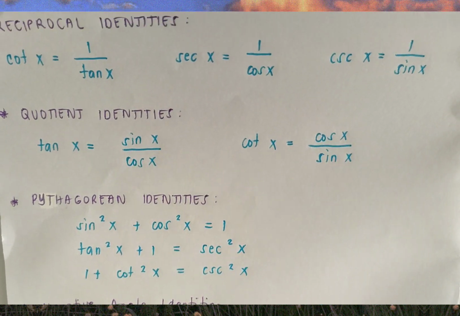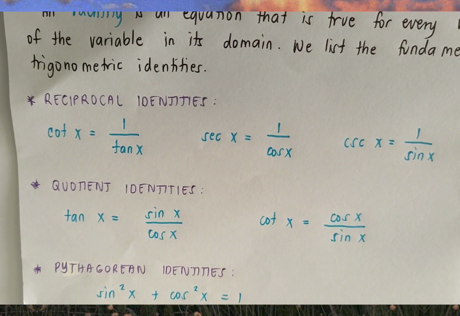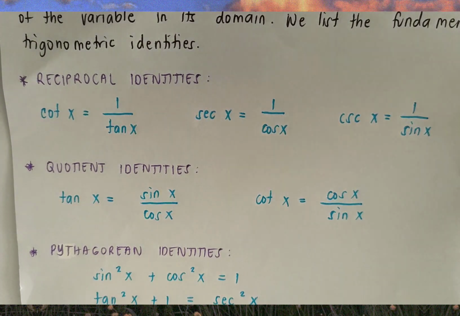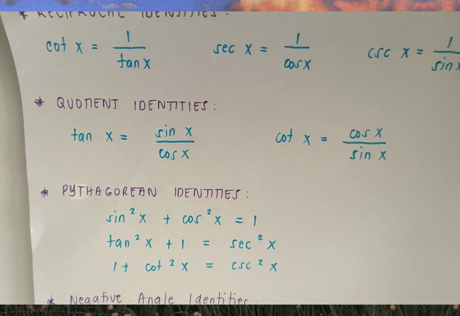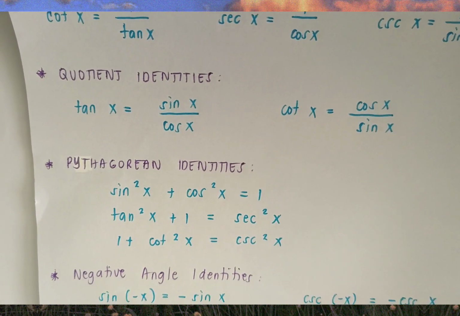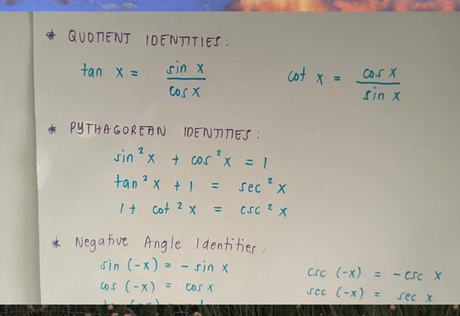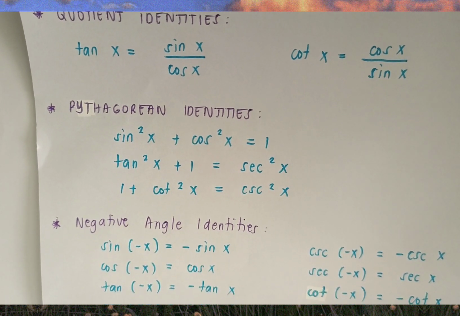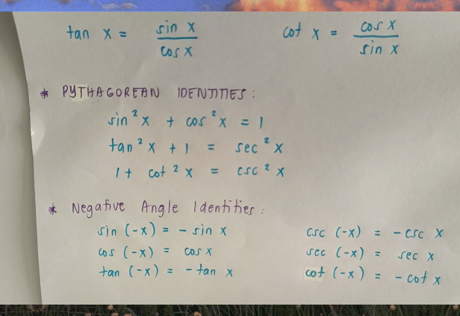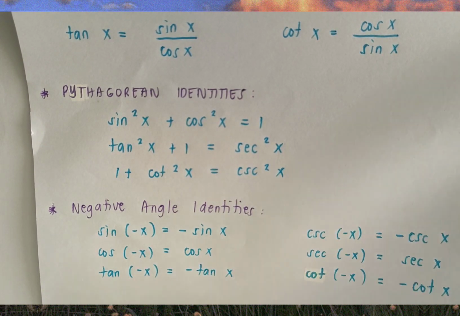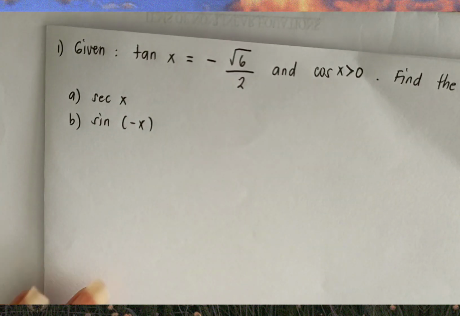So in solving trigonometric problems, please do take note of the following: reciprocal identities, quotient identities, Pythagorean identities, and of course, negative angle identities. Now let us proceed with the following examples.